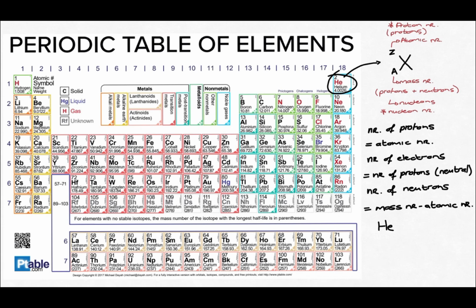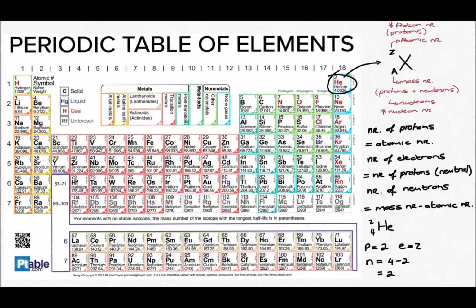Helium. Helium has a mass number of 4 and a proton or atomic number of 2. To work out the number of protons, I can just write down the atomic number, which is 2. For the number of electrons, I can see that my helium is neutral, so it will have the same number of electrons as protons, so it will also be 2. For the number of neutrons, I take the mass number, which is 4, minus the atomic number, which is 2, and get my answer of 2 neutrons.